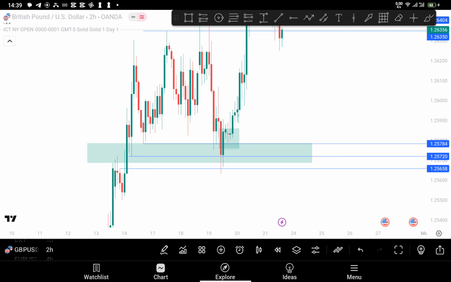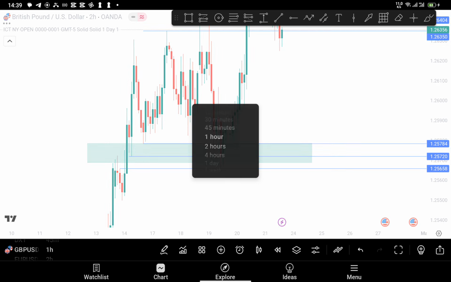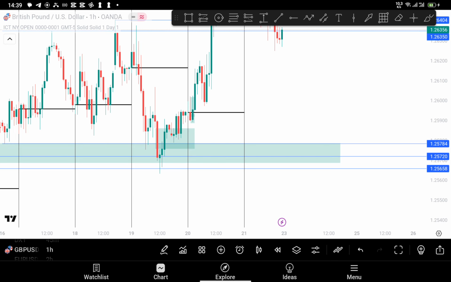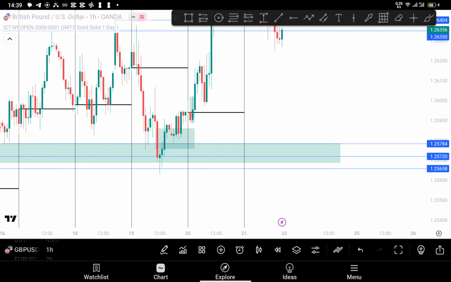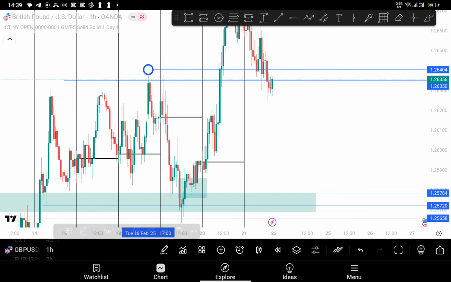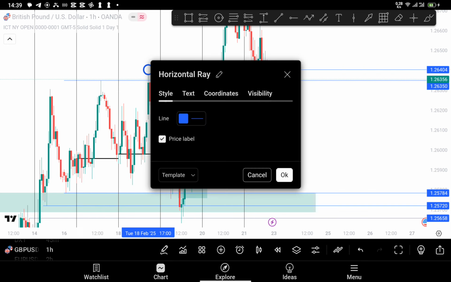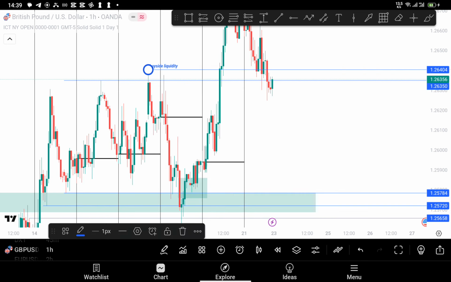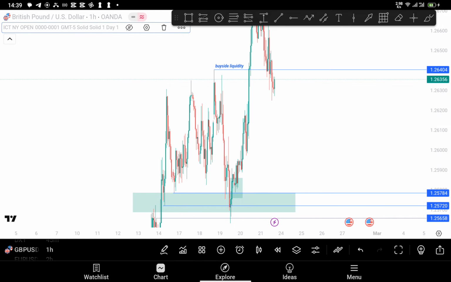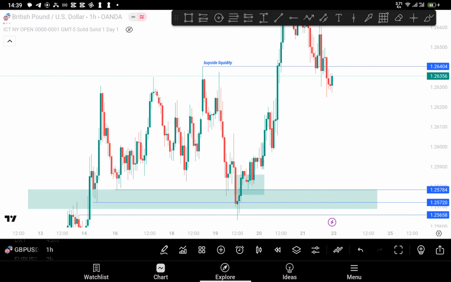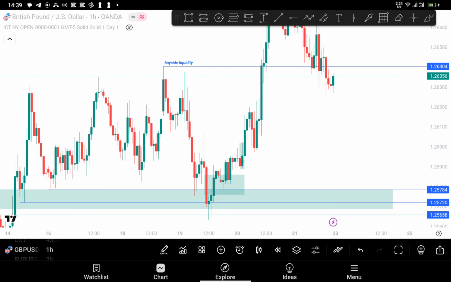And then after that we get closure above this gap. So initially I was bearish there, and then I saw that once we closed above that gap, I switched to bullishness, and then I was looking at these two relative equal highs as my draw on liquidity.